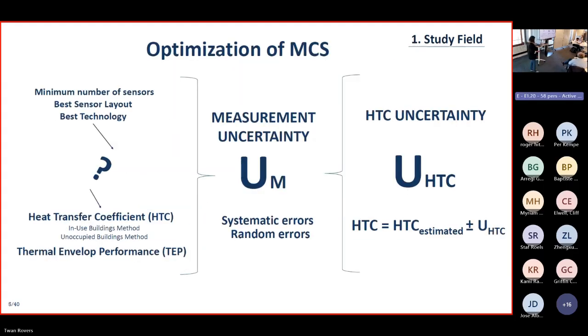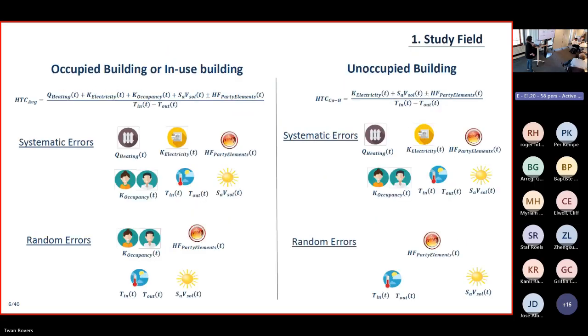And what are these optimizations? We need to know the number of sensors, the best sensor layout, and the best technology, trying to reduce the uncertainty of the measurements. It's also possible to estimate the uncertainty of the HTC from the physical variables collected from the sensors. In the case of the occupied building, we have this energy balance, and we have the other occupied buildings used for the computing index.